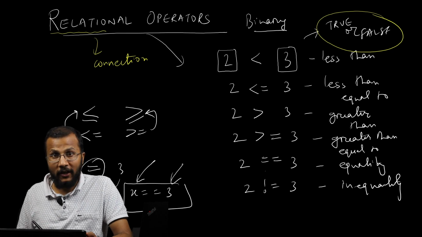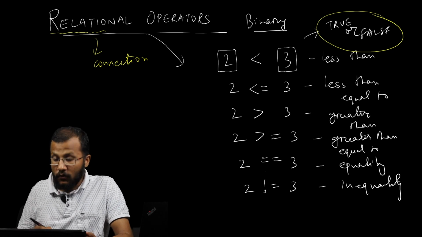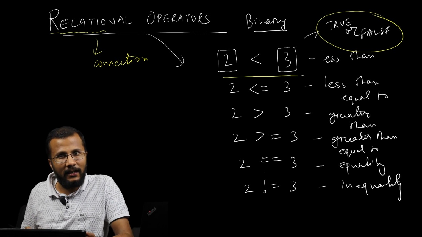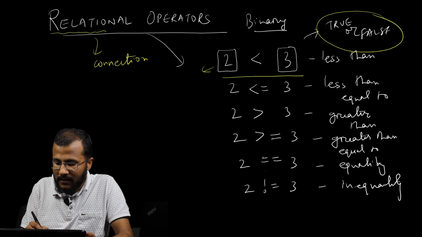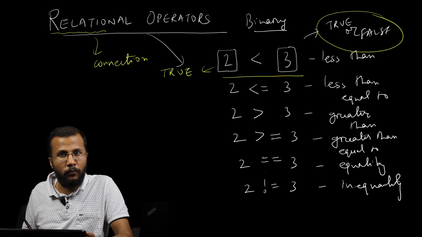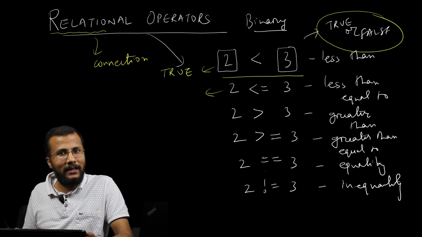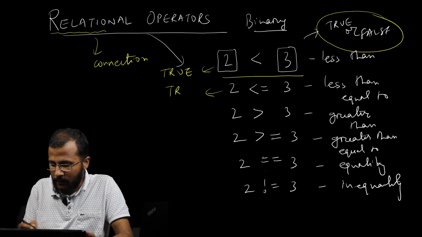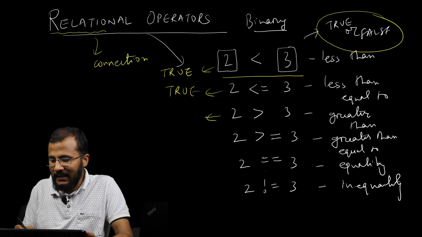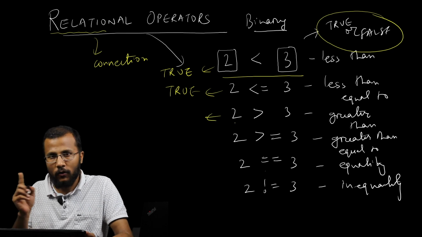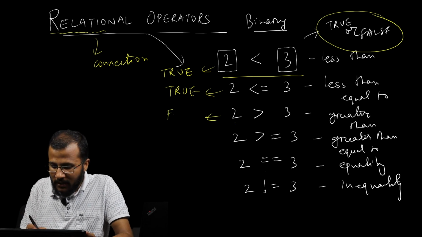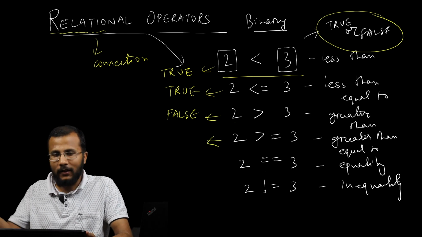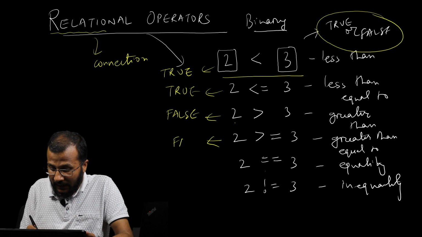Now let's see what would be the output for these expressions. The first statement is 2 less than 3. Now 2 is actually less than 3, so this will give us the value true as the output. Now 2 is less than equals to 3 is also true, isn't it? 2 is always less than or equal to 3, so the output of this expression is also true. Similarly, is 2 greater than 3? No, 2 is not greater than 3, so the output is false. Now what about 2 greater than equals to 3? No, 2 is not greater than or equal to 3, so this is again false.